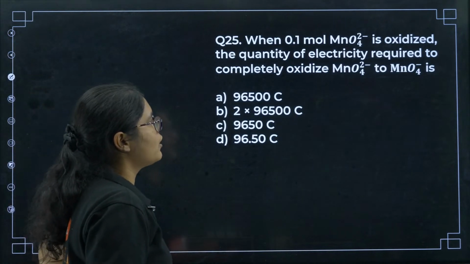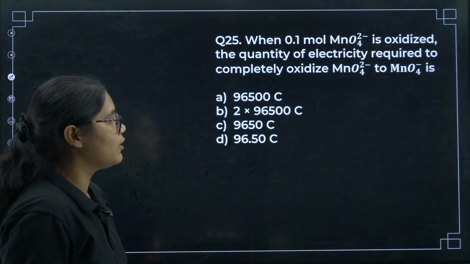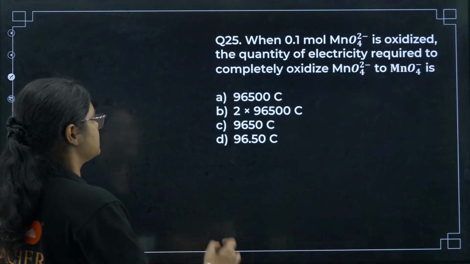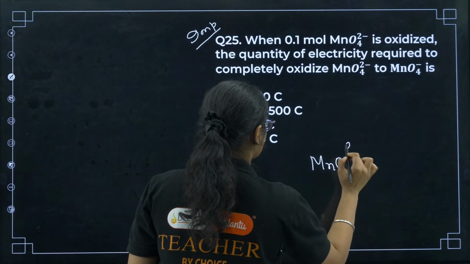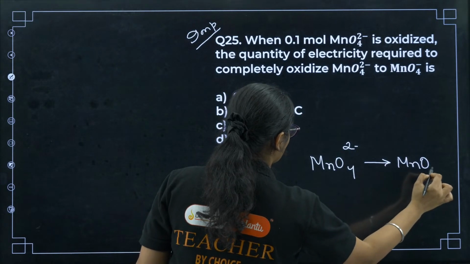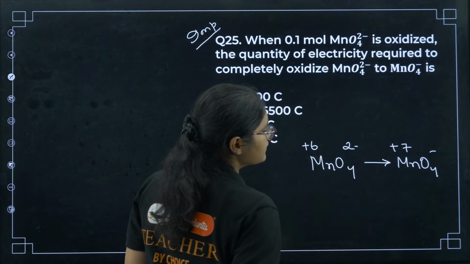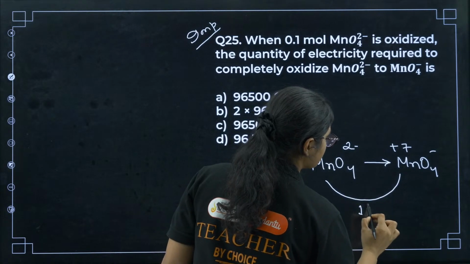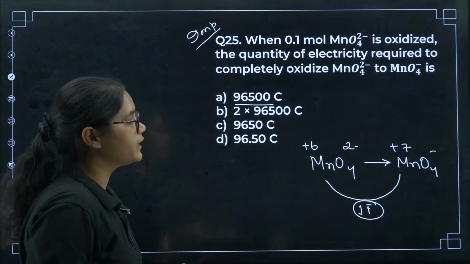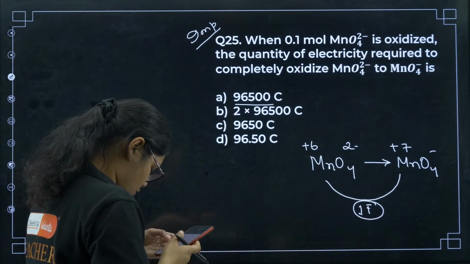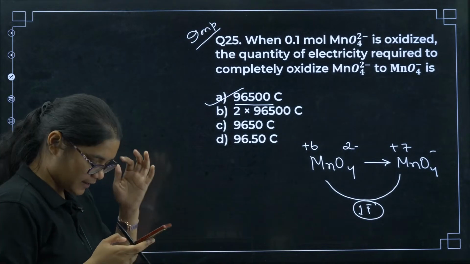Next, when 0.1 mole of MnO4 2- is oxidized, the quantity of electricity required to completely oxidize MnO4 2- to MnO4-. This is again important, not tricky, an easy question. MnO4 2- to MnO4-: the oxidation state is plus 6 and this one is plus 7. So how many electrons do we have? 1 mole of electrons, or I can say 1 Faraday, right? So 1 Faraday means 96500 coulombs. That will give you option number A. Yes, 25th A is the correct answer. Very good.